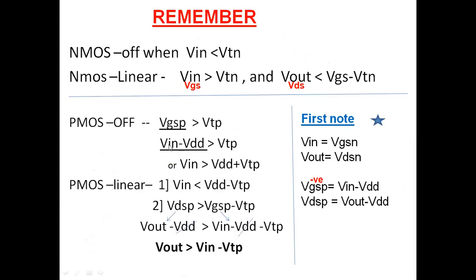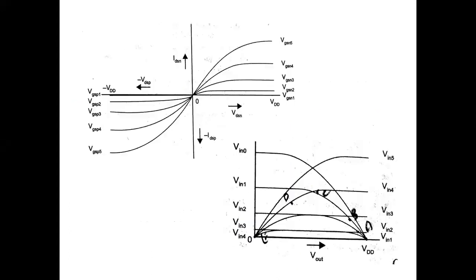Where VGSP is nothing but VG minus VS, where VG is Vin and VS is VDD. The same equations are expressed in a single slide for easy reference. Okay. So Vin is VGSN for NMOS and Vout is VDSN for NMOS device, and VGSP is always negative for the PMOS device, where VG is Vin and VS is VDD. And for the PMOS device, VDSP is the output voltage minus VDD. The same thing has been expressed in a single slide.